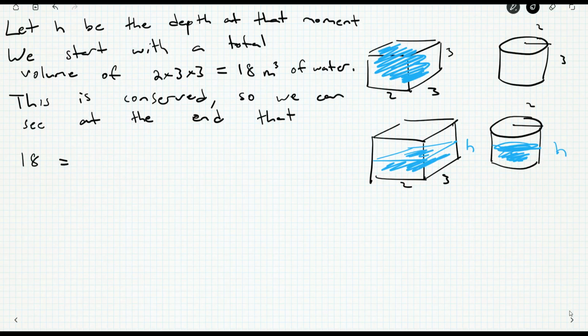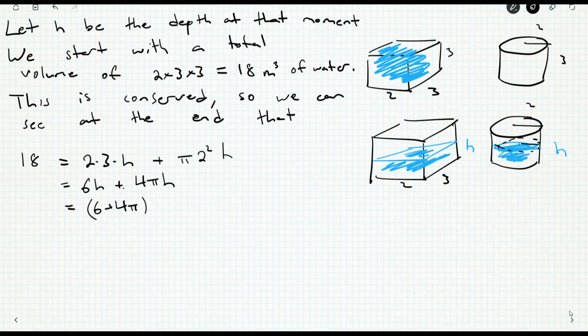So 18 meters cubed has got to be the same as 2 times 3 times h plus the amount of water over here in the cylinder. Same depth. And then, well, this is going to form a cylinder of water in here of height h and radius 2. So it's going to be pi 2 squared h. So that'll be 6h plus 4 pi h. Okay. So what can we do? Well, we can factor out the h's over here. 6 plus 4 pi is going to be the same as h. That's got to be 18.